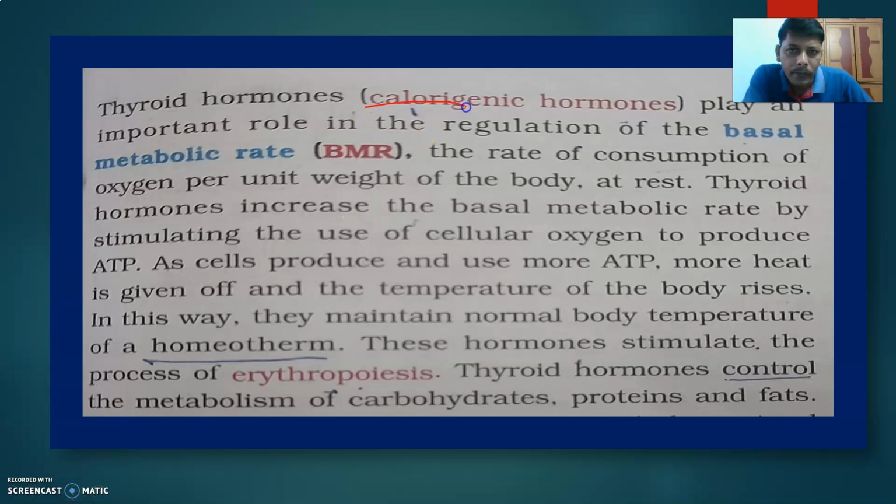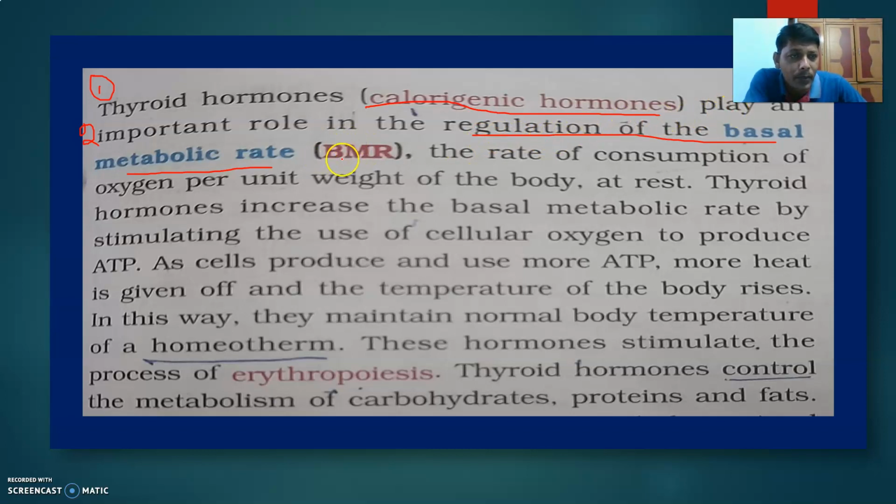Okay, what do we call them? Calorigenic hormones, and they play an important role in the regulation of BMR. First point, they are also called calorigenic hormones. Next one, they play an important role in the regulation of BMR.